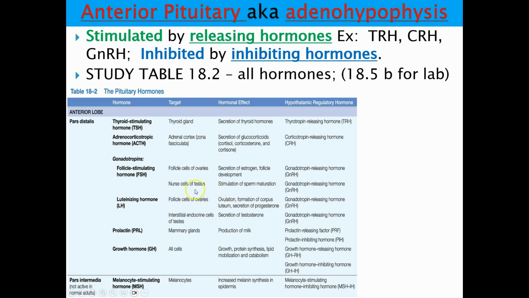But for now, to be clear, FSH targets the ovaries for females, targets the testes for males. When it targets the ovaries, that causes follicle and egg development. You can put egg development. Without the follicles developing, the egg will not develop. That's all there is to it. So follicle and egg development, follicle stimulating hormone, follicle and egg. For males, it stimulates sperm development.